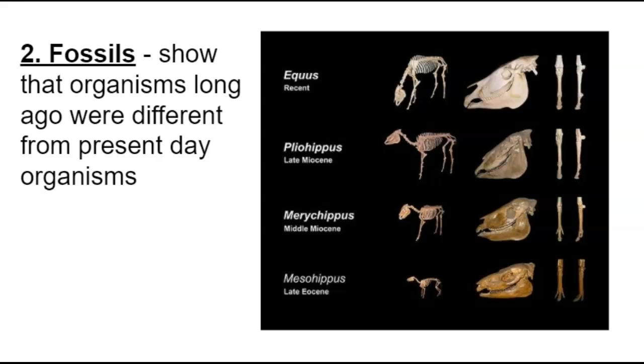Second piece of evidence, we have our fossils. Fossils can show us that organisms from a long time ago were different from our present day organisms, and they can show us similarities between organisms that exist today and organisms that existed in the past. So this is a horse skeleton. These are some of the different other fossils that they've found, and they believe that these fossils are showing how horses evolved over time to become the horses we know today.